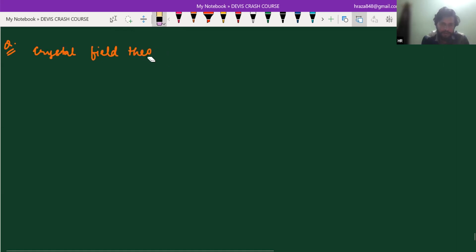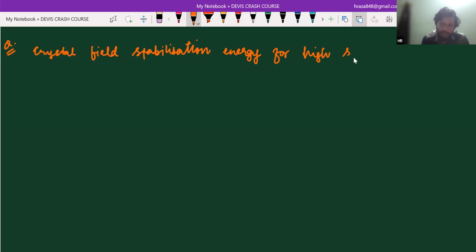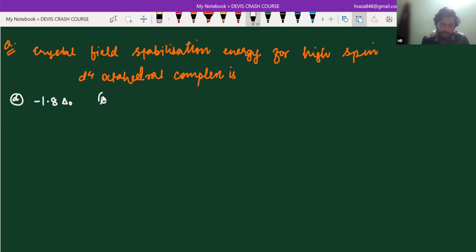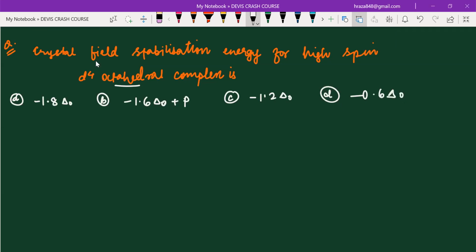Crystal field stabilization energy for a high spin d4 octahedral complex is, and I'm going to give you options as well: A, minus 1.8 delta naught, that represents octahedral; B, minus 1.6 delta naught plus P; C, minus 1.2 delta naught; and for D it is minus 0.6 delta naught. Please do attempt it.